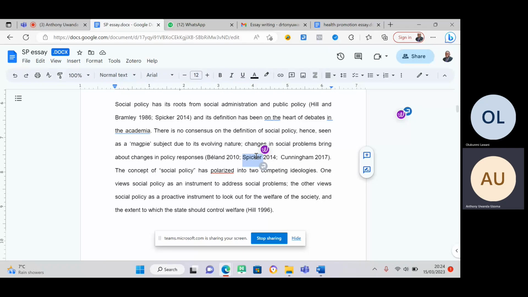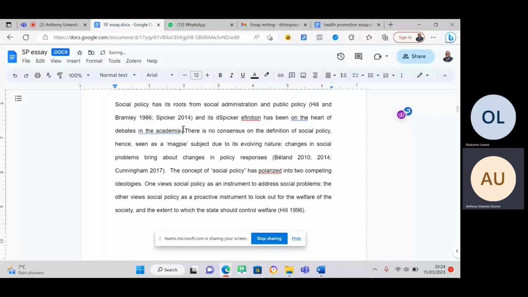The PowerPoint will guide you on the references to use, at least for the intro. Then you expand. When you go to the library section, you will see further social policy texts. So this is critical writing. You see that there is no consistency. That is critical writing.